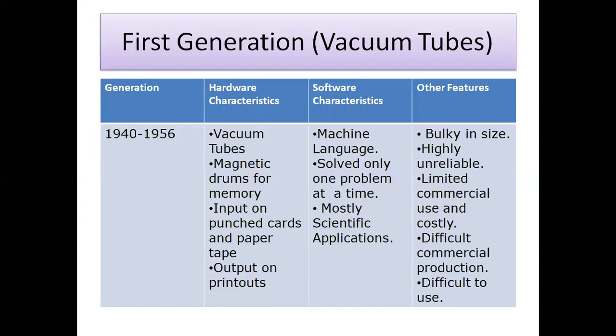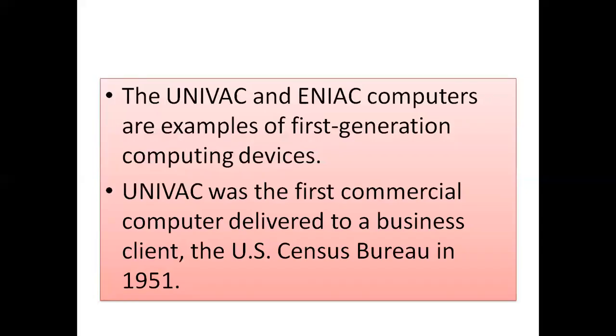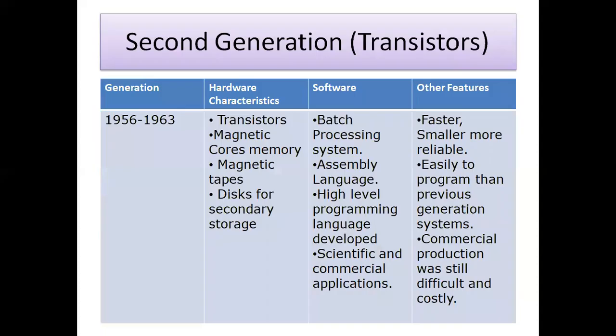Okay, children. Next, let us see the examples of first generation computers. UNIVAC and ENIAC computers are the examples for first generation computers. UNIVAC was the first commercial computer that was delivered to a business client. Who is that client? US Census Bureau. And in which year was the computer delivered? In 1951.